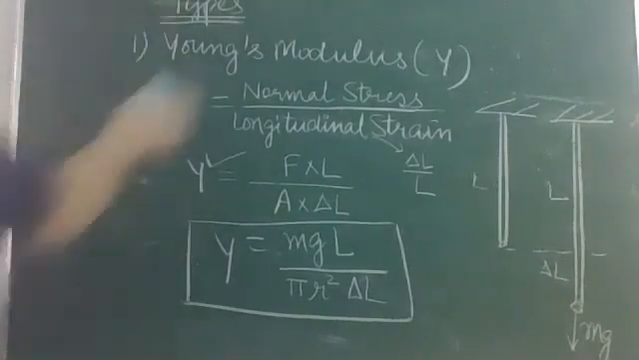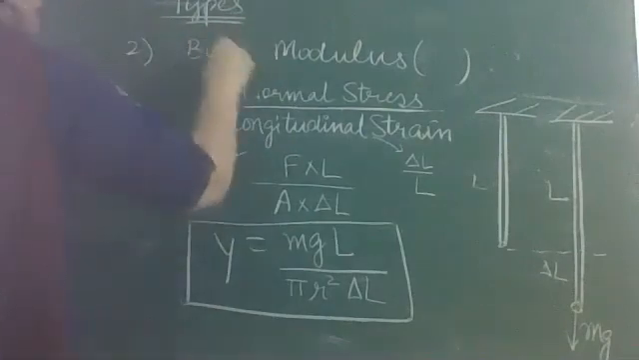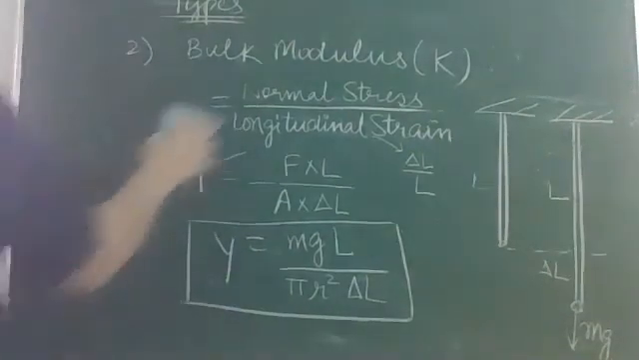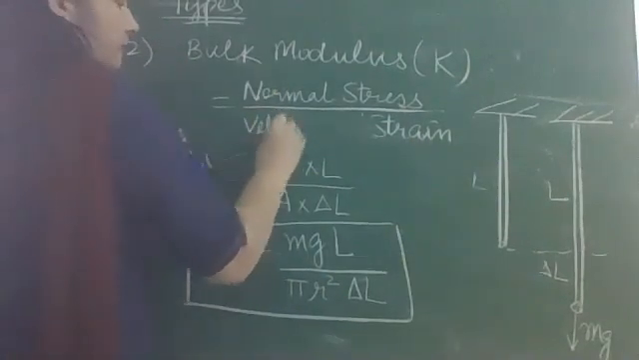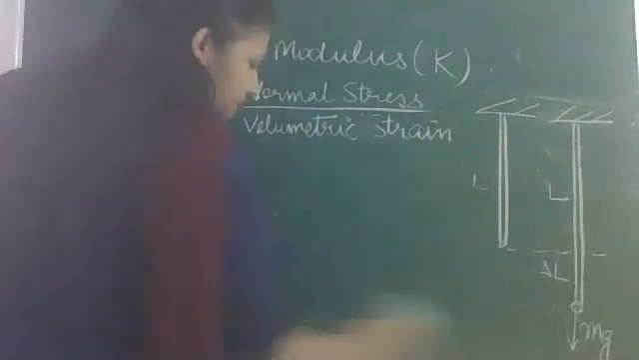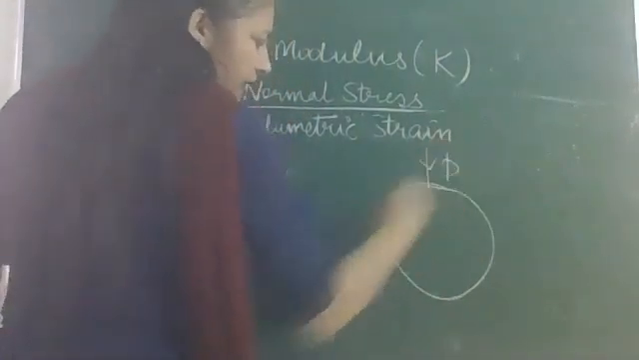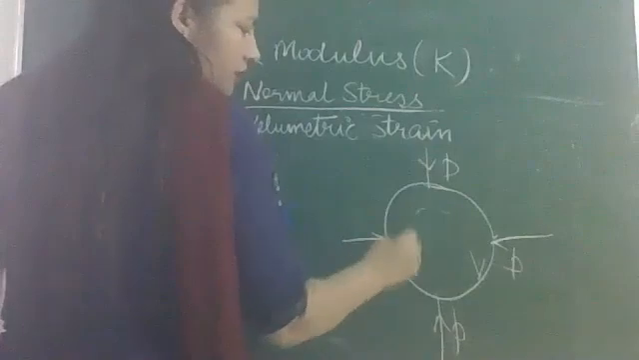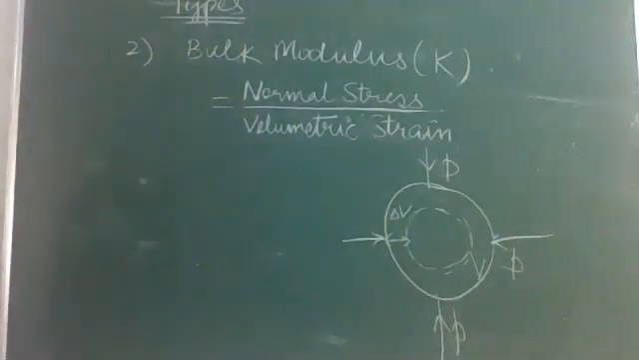Bulk modulus, denoted by symbol K. It is again the ratio of normal stress, but to the volumetric strain. The type of strain is volumetric here. The same situation we can take: a pressure, normal stress, is acting on all the sides of any object having original volume V. It gets compressed and its volume decreases by delta V. So the new volume becomes V minus delta V.